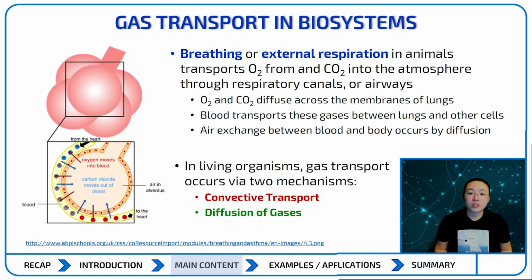So in terms of gas transport in biosystems, the best example is breathing and exhaling. Breathing, or external respiration, in animals transports oxygen from the atmosphere and carbon dioxide into the atmosphere through respiratory canals or airways. Specifically, we're going to try and take in more oxygen to oxygenate our blood, and then we're going to expel carbon dioxide, which is a used waste product from our body.